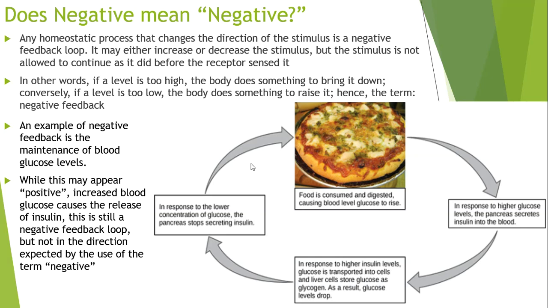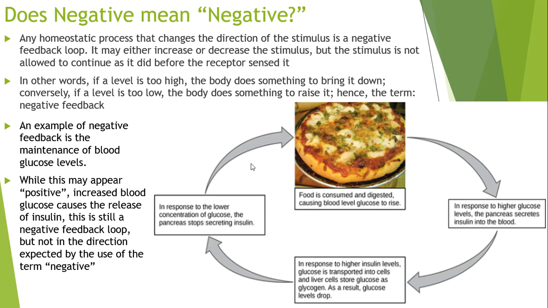So it may either increase or decrease the stimulus, but the stimulus is not allowed to continue as it did before. As I previously mentioned, we can talk about an increase in a level or a decrease in the level. And what a negative feedback system does is respond to that increase or that decrease to either increase or decrease the physiologic process to get whatever it may be back to that homeostatic balance.